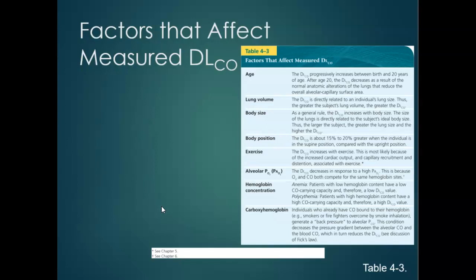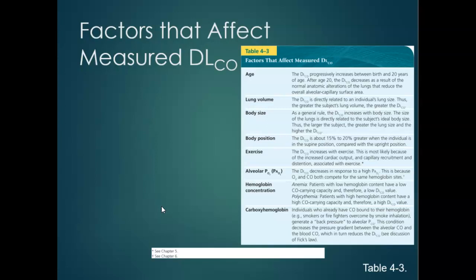Body position: diffusion is going to be greater in somebody in the supine position versus the upright position. And that has to do with perfusion, right? If I don't have good perfusion, diffusion can't occur. Exercise: DLCO is going to increase with exercise because, again, I'm having faster perfusion, better cardiac output, and better capillary recruitment and distension associated with exercise.